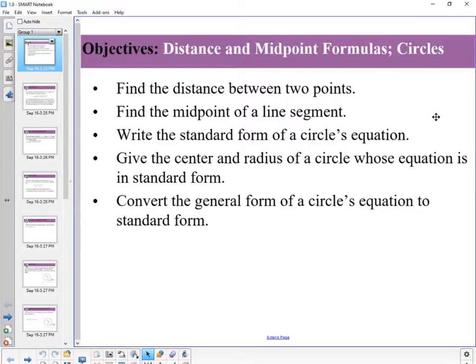All right, so here are our success criteria for today. We are still constructing, solving, and graphing functions. That is the objective of the unit. But some of the things that you need to know for today: you have to be able to find distance between 2 points, find the midpoint between 2 points. We're going to talk about the standard form of a circle's equation, give the center and radius when I give you an equation, and then we're going to convert general form of a circle to standard form.